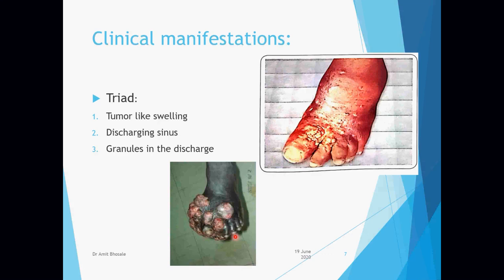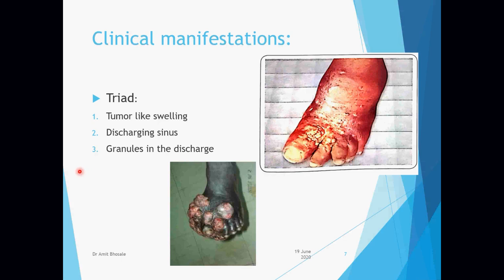Remember the clinical manifestations. As I have told previously, there is a triad in mycetoma. The triad consists of, first, tumor-like swelling. You can see in both pictures there is a swelling of the foot with discharging sinuses. The discharging sinuses are multiple, and the granules are seen in the discharge.